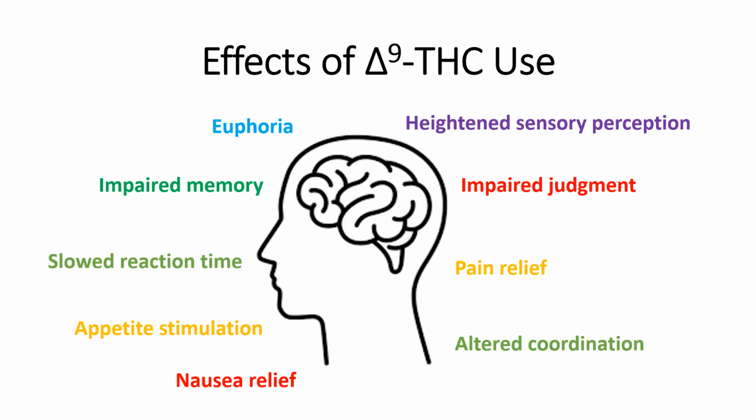The effects of delta-9 THC are varied. It can cause euphoria, heighten sensory perception, relieve pain, stimulate appetite, and reduce nausea. The negative effects include impaired judgment, impaired memory, slow reaction times, and altered coordination.